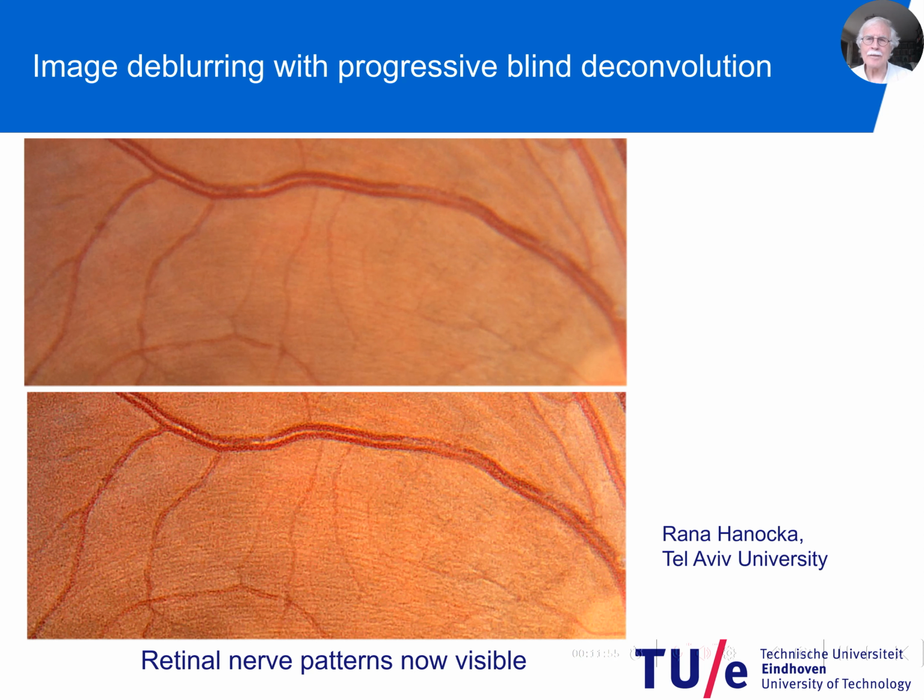We did some blind deconvolution in collaboration with Tel Aviv University. And on the upper image, you see the original image. It's a little bit blurry, but you can defocus the image, remove the deblurring, and then you can also see the nerve patterns, because all the rods and cones bring the nerves, of course, to the optic nerve, and now you can see them in this sharpened image.